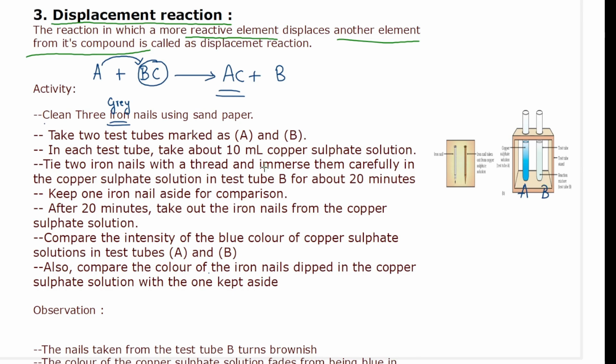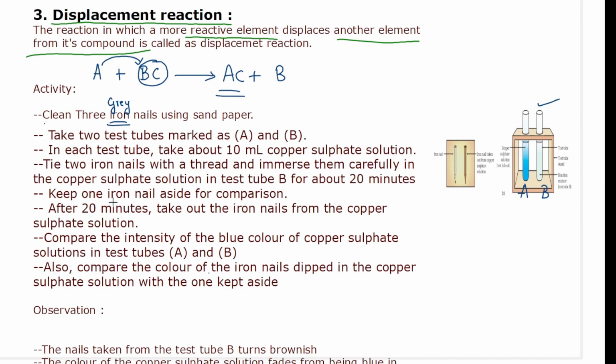In each test tube, take about 10 ml of copper sulphate solution and tie 2 iron nails with a thread and immerse them carefully in the copper sulphate solution in test tube B for about 20 minutes. We have to take 2 iron nails and immerse them in test tube B. Note, we are not dipping the iron nail in test tube A. This test tube A is taken for reference to observe the initial color of the copper sulphate solution. We are dipping iron nails only in test tube B.